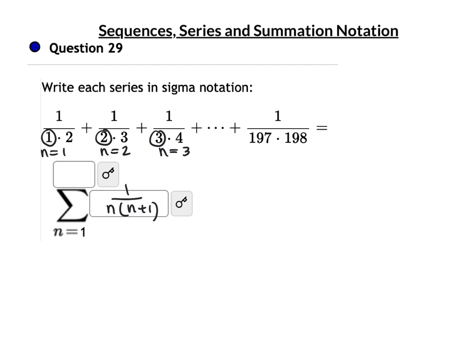Now the question is, how far do I go? Well, notice that when I plug in 1, I get that 1. When I plug in 2, I get that 2. And I plug in 3, I get that 3. So the last one I'm plugging in here is 197.